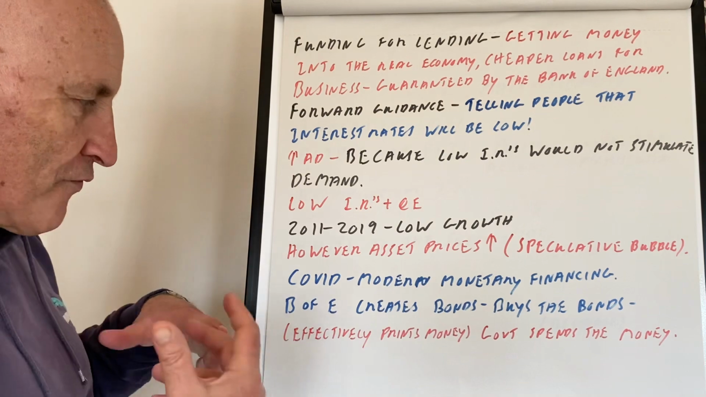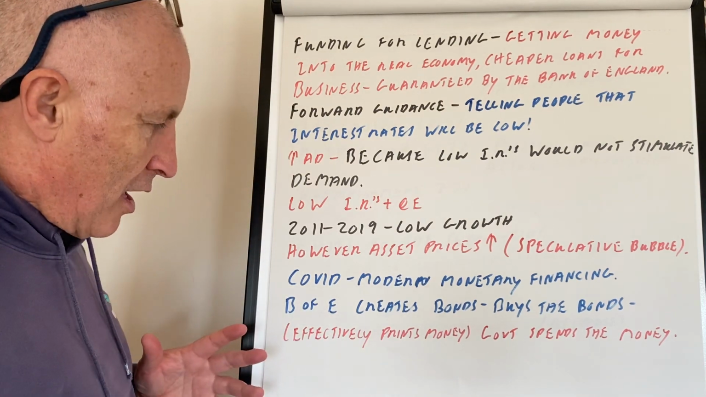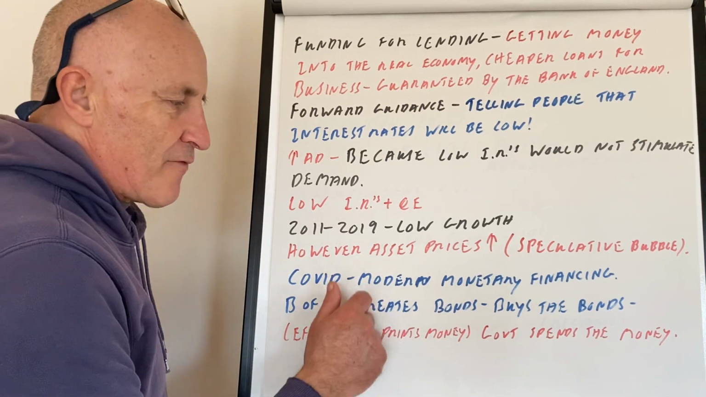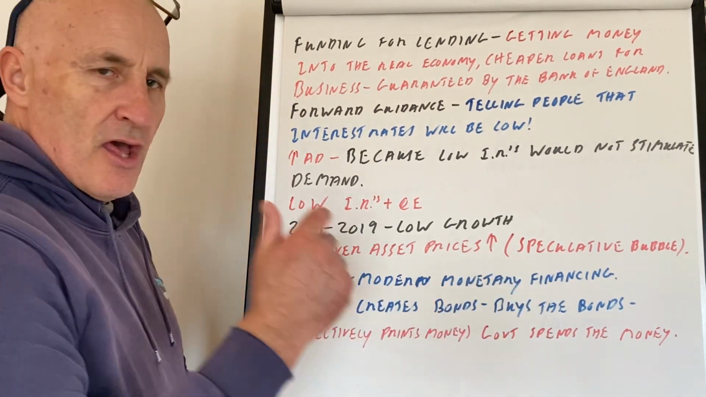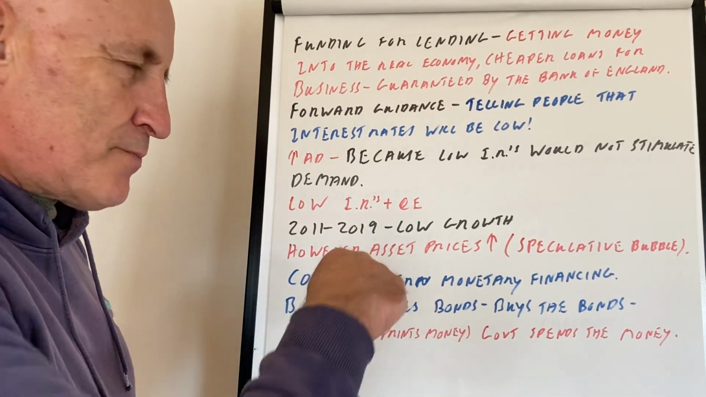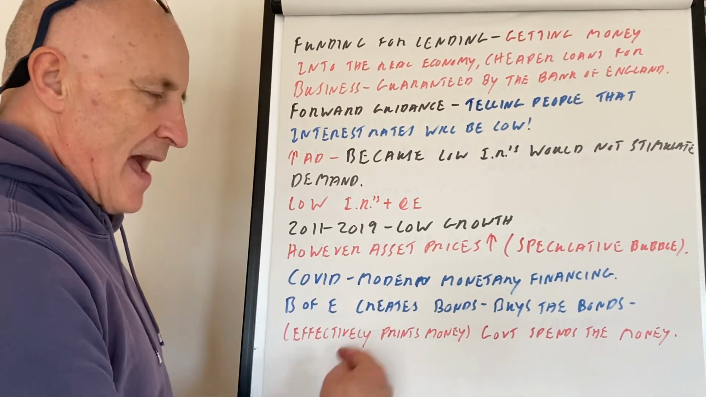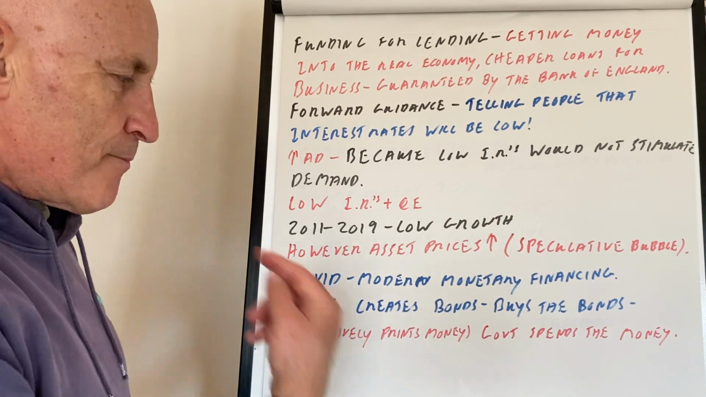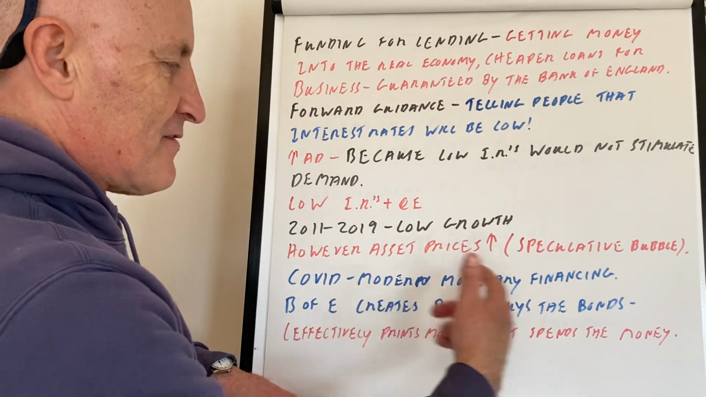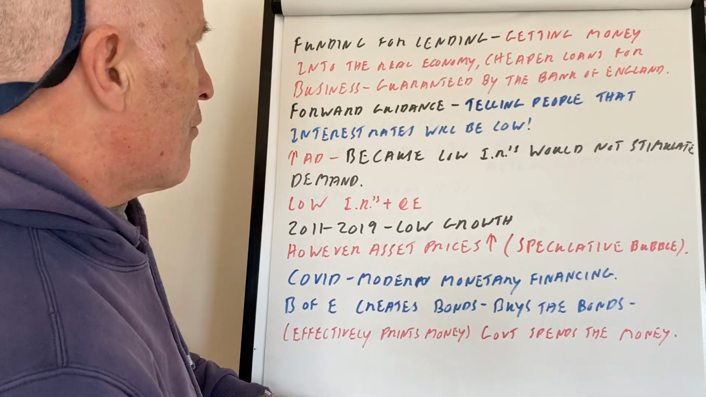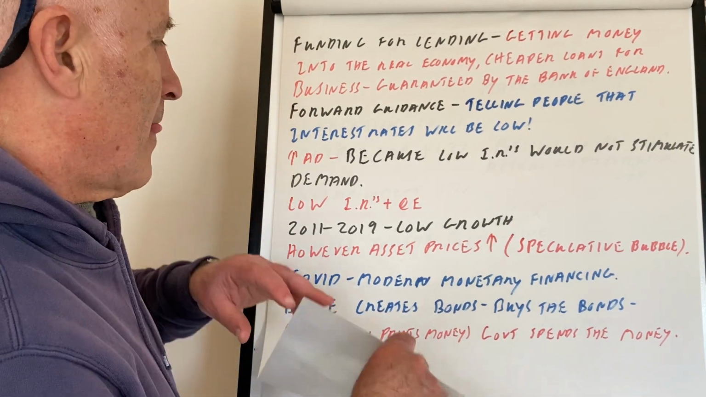Okay, then COVID comes along, throws everything in the wrong sorts of ways. We had to keep the economy going, so therefore we used modern monetary financing. Right, this is different from QE because QE is buying bonds in the secondary market. This is when the Bank of England creates its own bonds, then it buys them and gives money to the government, which is then effectively printing money and giving people money to not work. Okay.